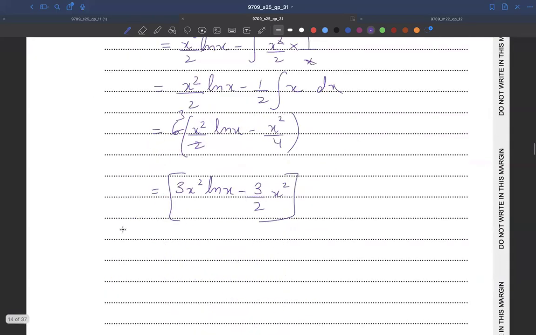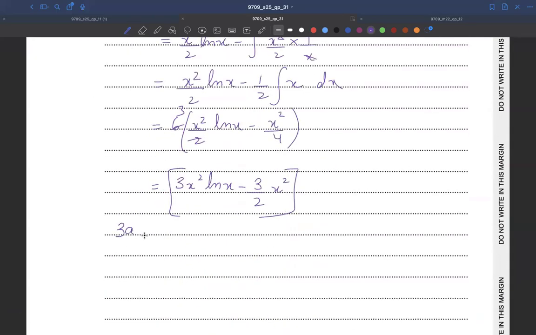So for substituting a, we'll get 3a squared ln of a minus 3 upon 2 a squared, minus 3 into 1 squared into ln of 1 minus 3 upon 2 into 1. ln of 1 is 0. So we get 3a squared ln a minus 3 upon 2 a squared, minus minus that will become plus 3 upon 2, and this term will become 0, equals 4.